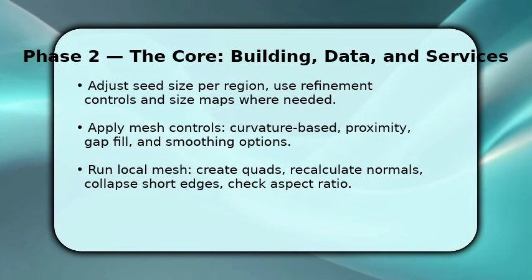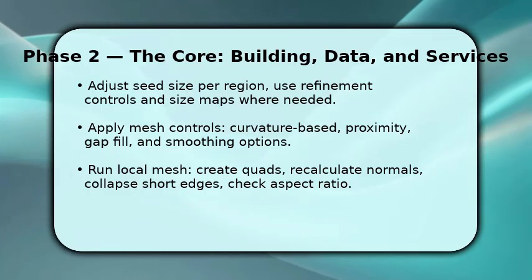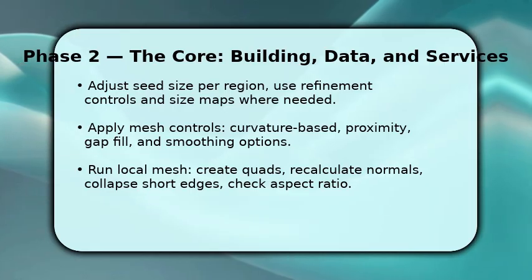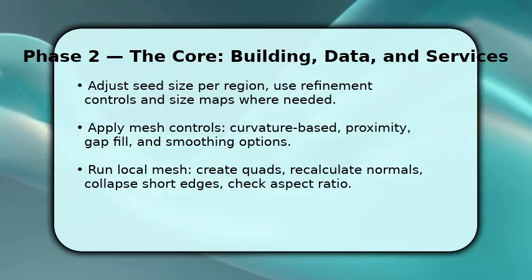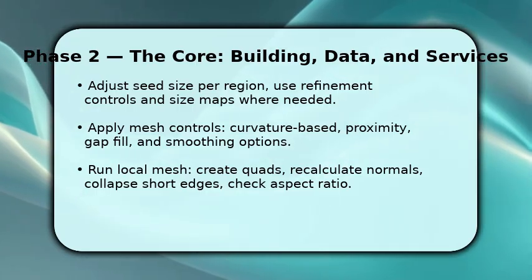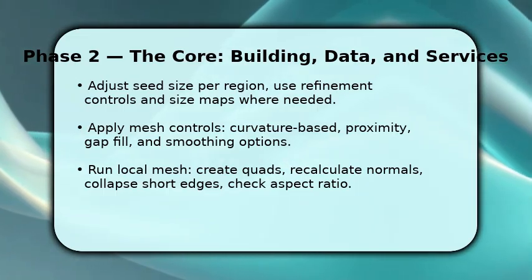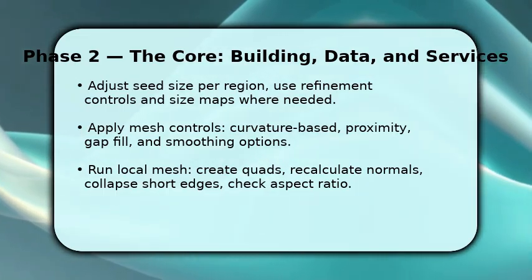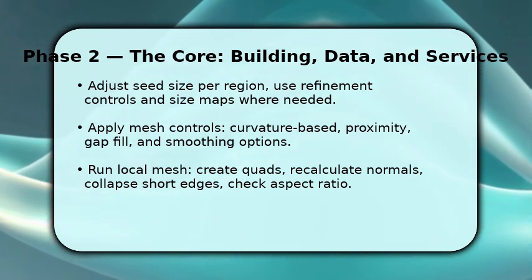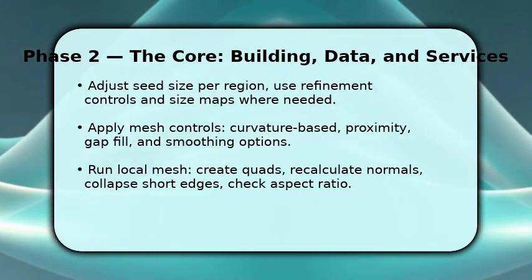You now refine control parameters and apply targeted mesh operations. First, adjust seed size per region and use size maps or refinement boxes to concentrate elements where stress gradients are high. Then enable mesh controls, curvature-based refinement, proximity limits, gap filling, and smoothing, so the solve-ready mesh respects geometry and load paths. After that, run local meshing commands, generate quads on mid-surfaces, recalculate normals, collapse tiny edges, and inspect aspect ratios. This sequence balances quality and element count effectively.